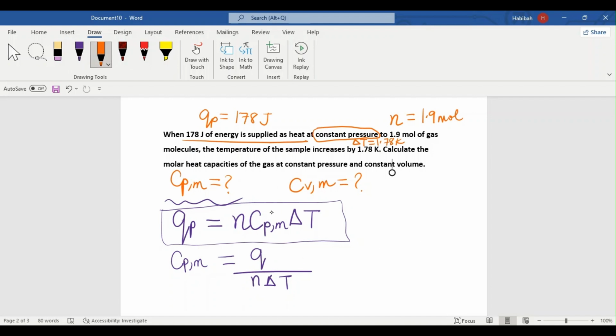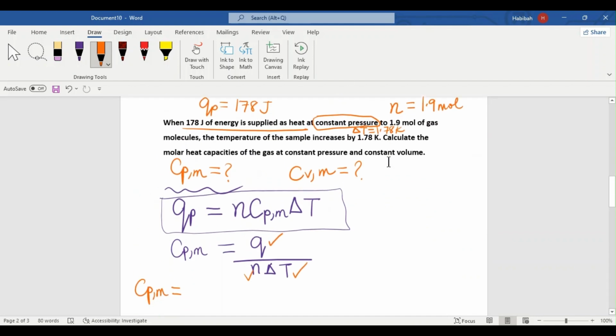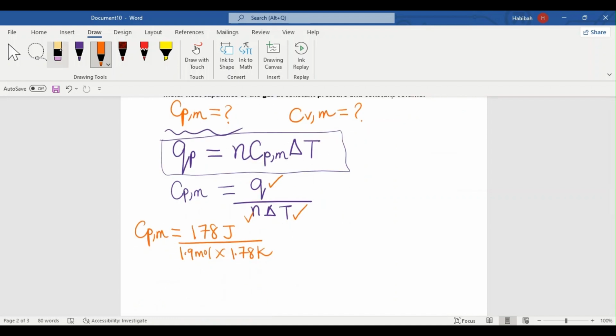We already thankfully have the heat at constant pressure to be 178. We have the number of moles and we have the change in temperature. So all we have to do now is simply substitute. So you have Cp,m equals 178 joules divided by the number of moles, 1.9 mole, times the change in temperature, 1.78 kelvins. When you have all of this information, you end up having 52.6316 joule per mole Kelvin.